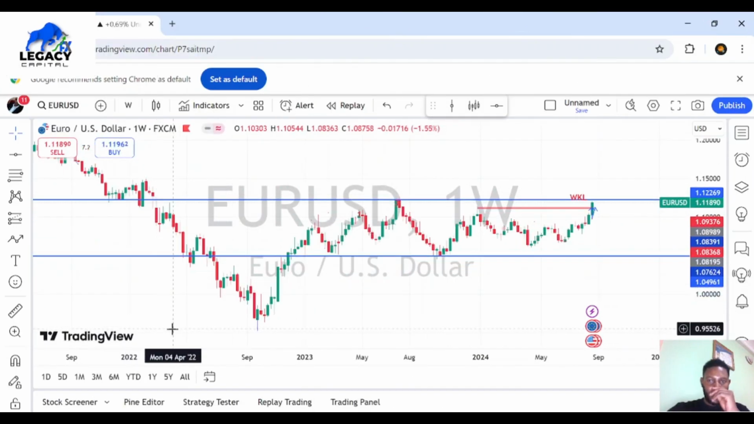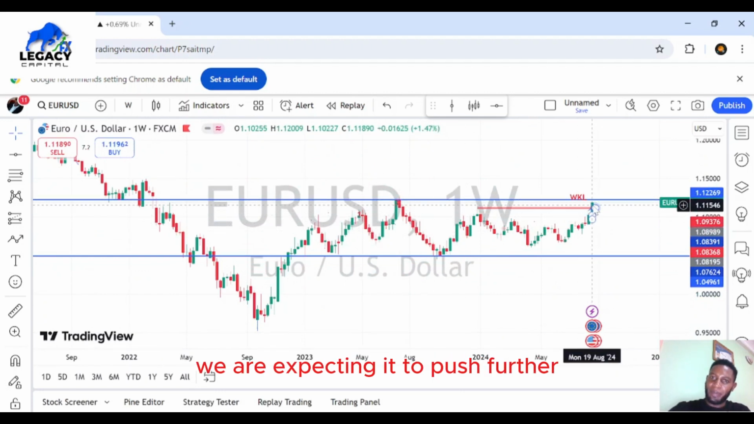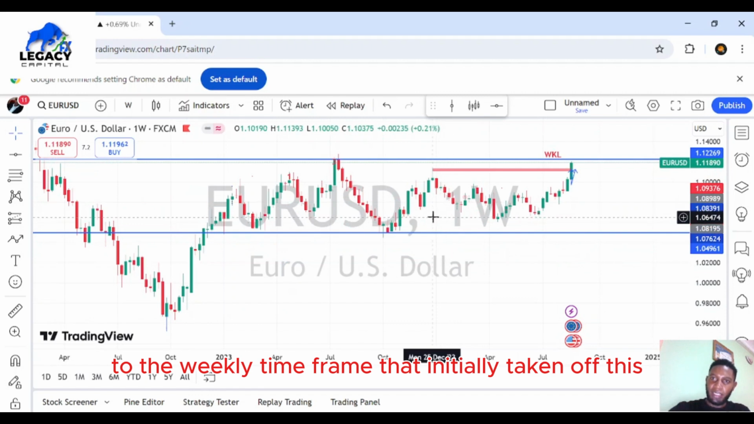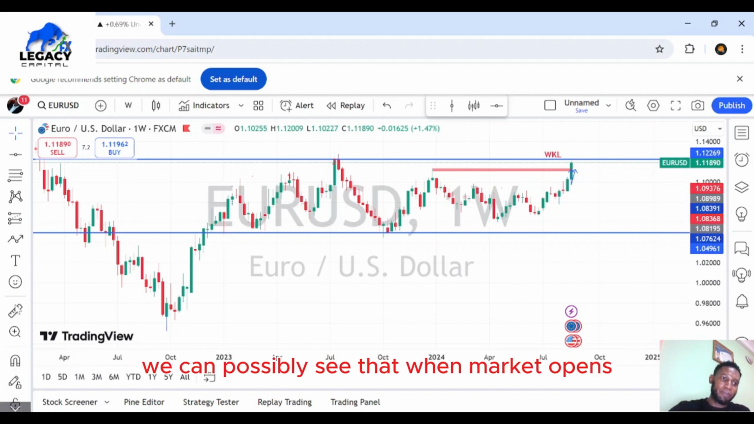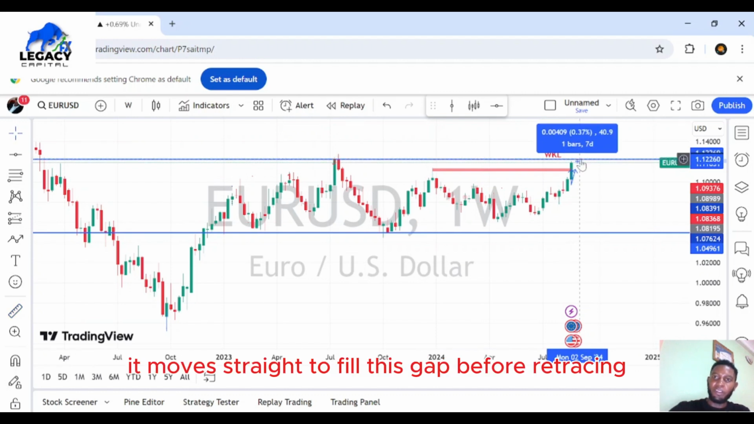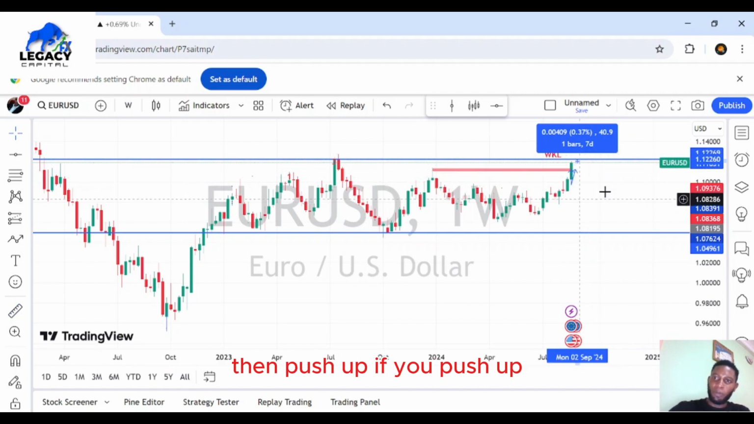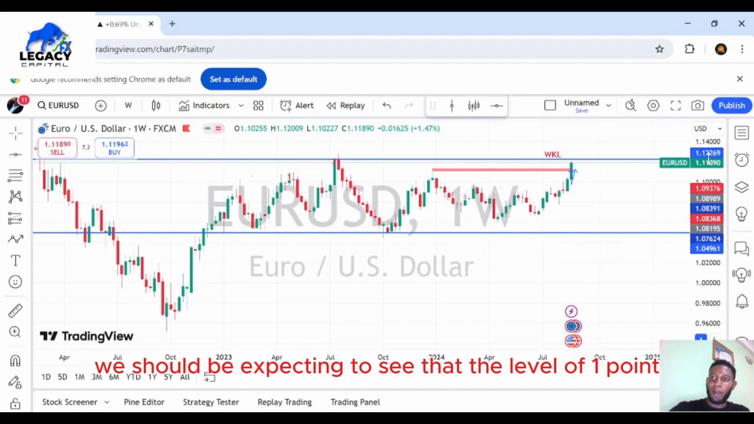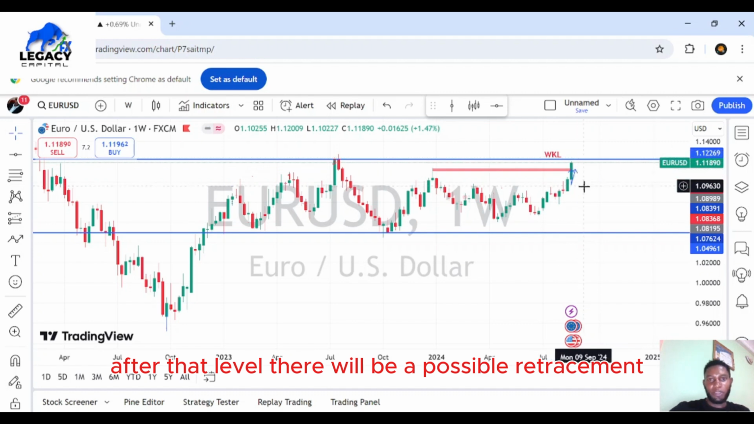Onto EUR/USD, we'll see that it's gradually approaching a key level on the weekly time frame. So we are expecting it to push further. It had initially taken off this, so the next target is at 1.12269. So within this week, we can possibly see that when the market opens, it moves straight to fill this gap before retracing, or it retraces a bit, then gathers momentum, then pushes up. If it pushes up, we should be expecting to see it at the level of 1.12269. After that level, there will be a possible retracement.